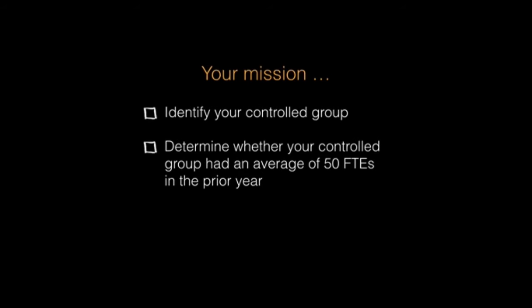Great. So it's useful when watching videos like this to know in the end. Liz, can you help us with that one? Well, hopefully by the time this video ends, you'll know enough about these terms to get started on your ACA reporting. Good. So we need a mission. Yes, and our mission has 3 parts. First, to identify your control group. Second, to determine whether your control group had an average of 50 FTEs in the prior year, and then to apply some labels we'll be talking about a little later.